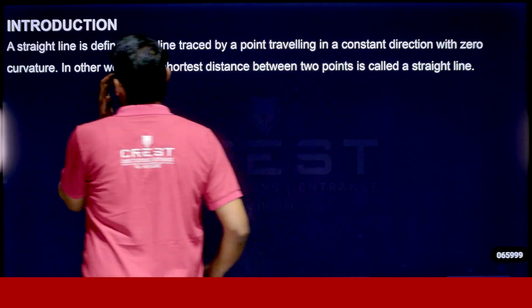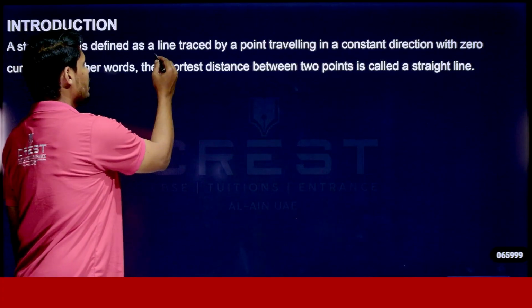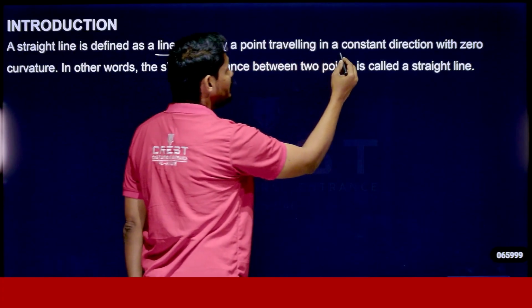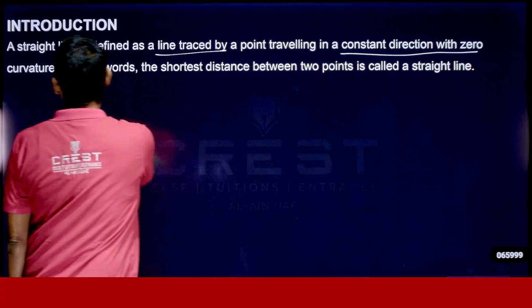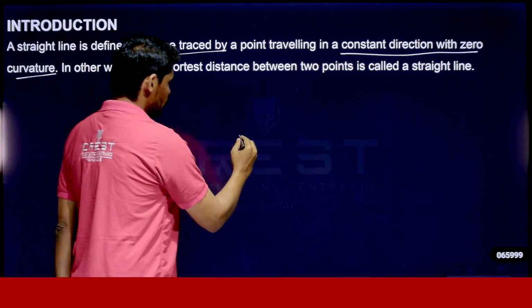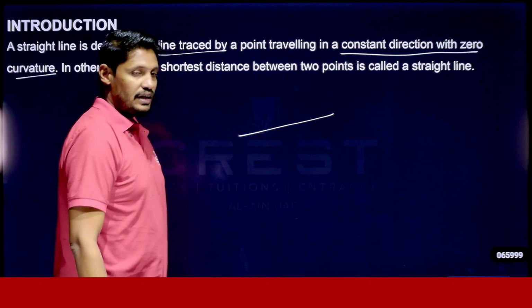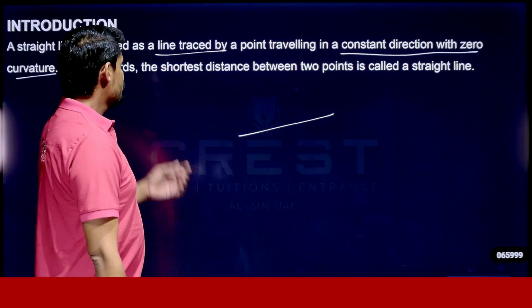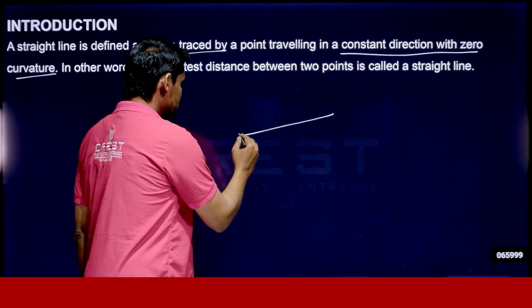And you all know what is a straight line. It is defined as the line traced by a point traveling in a constant direction with zero curvature. So we know that it has no curvature, and we can also find the shortest distance between 2 points.